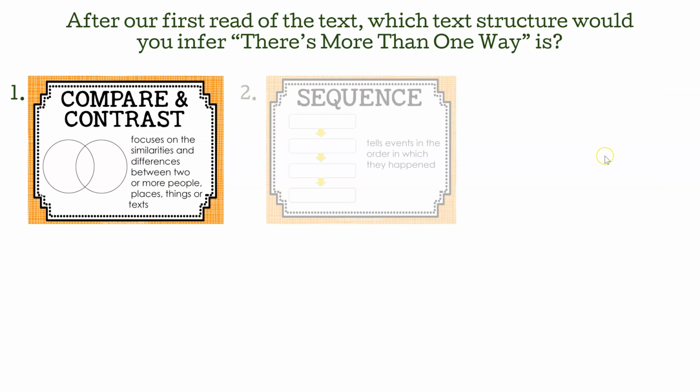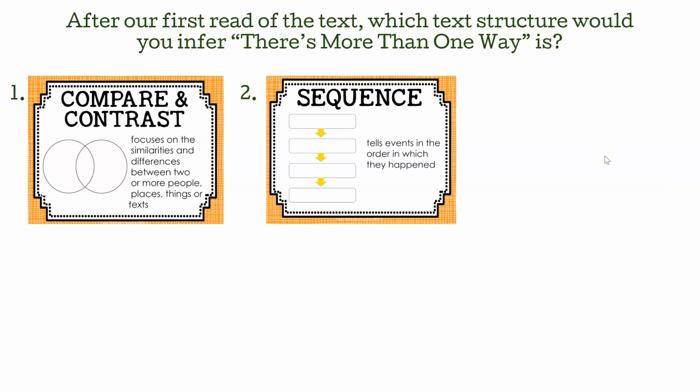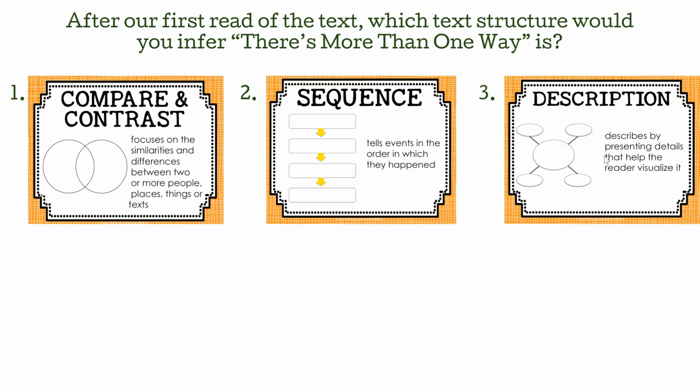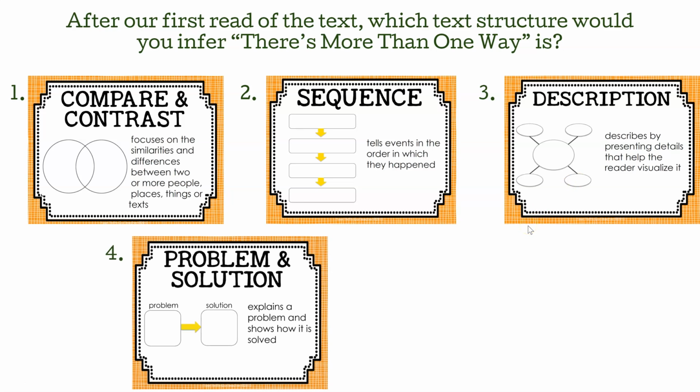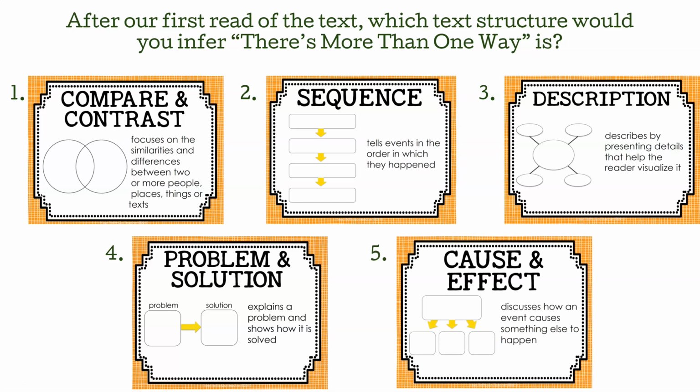The next type is sequence. This tells events in the order in which they happened. The third type is description. Describes by presenting details that help the reader to visualize it. The fourth type is problem and solution. This explains a problem and shows how it is solved. The last text structure type is cause and effect. This discusses how an event causes something else to happen.